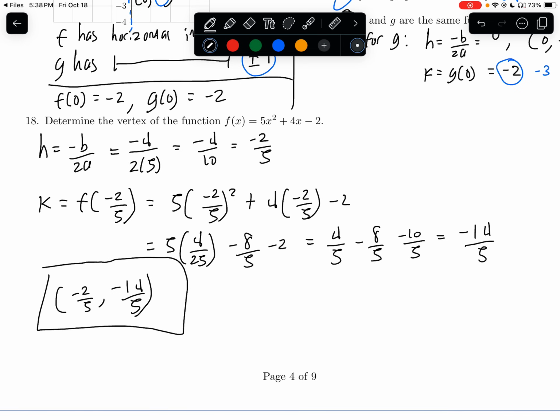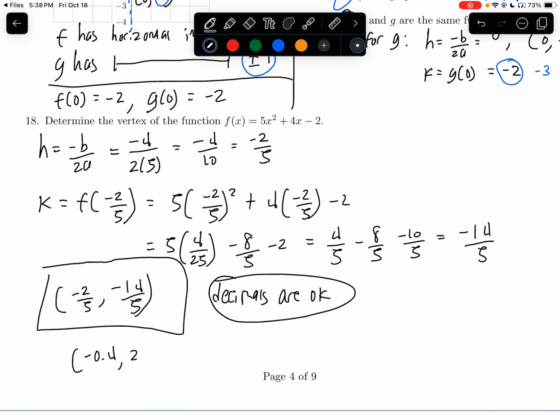You could do this as a decimal, that's fine. I don't know what 14 over 5 would be, but decimals are okay. I guess it would be negative 0.4 and negative 2.8. I think that looks right. 14 divided by 5. Yeah, negative 2.8 and negative 0.4. This is also fine to do.